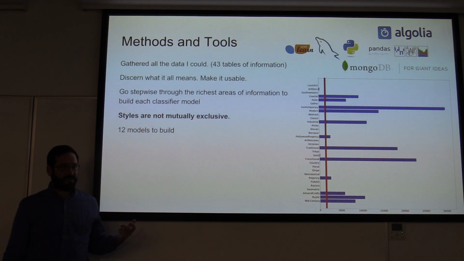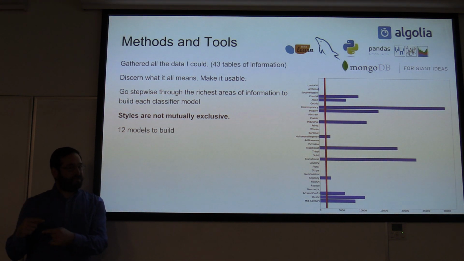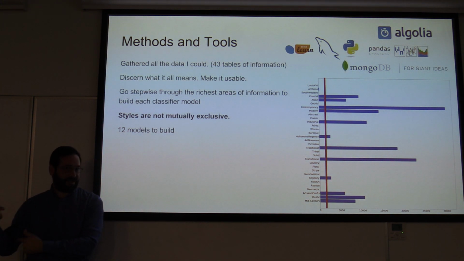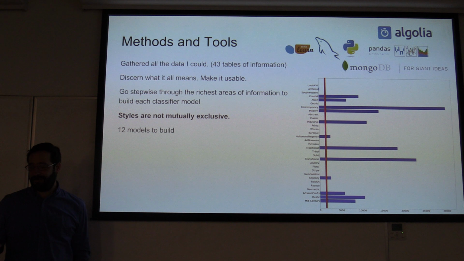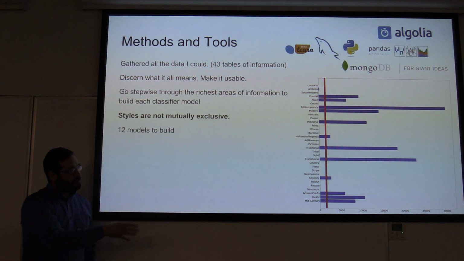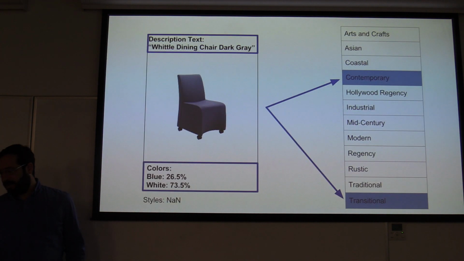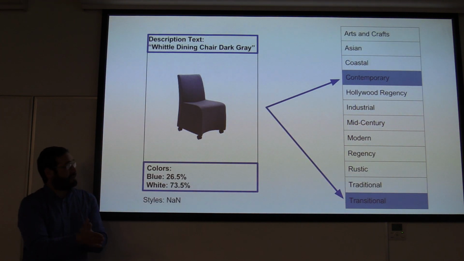So the methods and tools, yada yada. What I want to say is that the styles aren't mutually exclusive here. So rather than picking one model to identify one style for each of the items, I had to do 12 different models to give a yes or no for each of the different items in the list. I could only do it for 12 of them because that's the information that I had to start with. So here are the results.